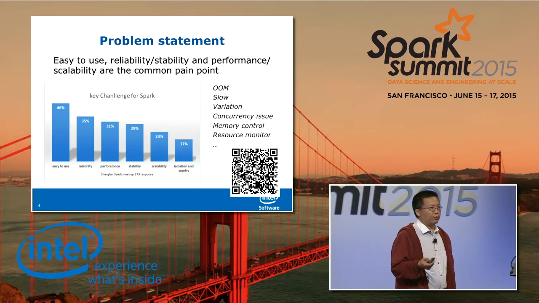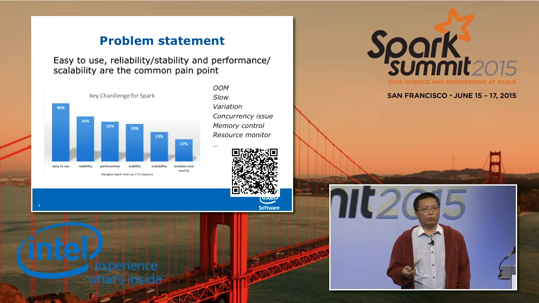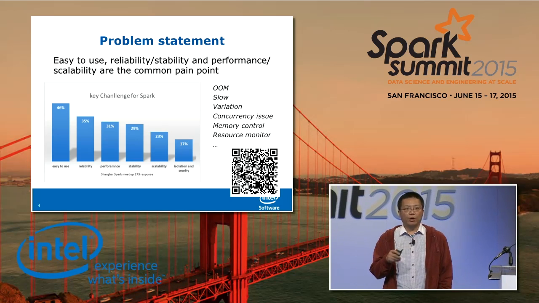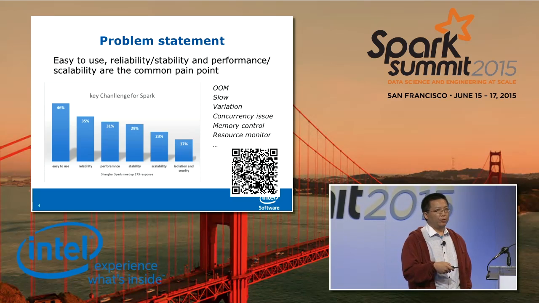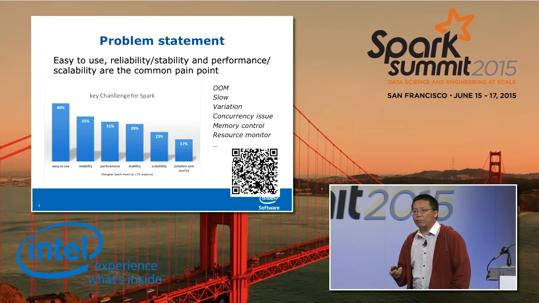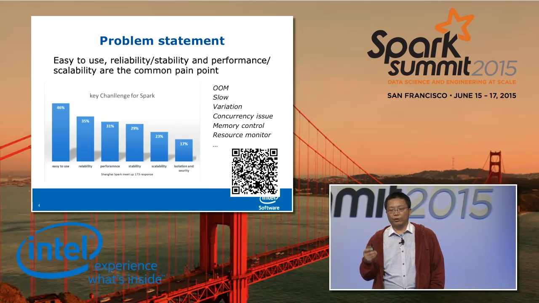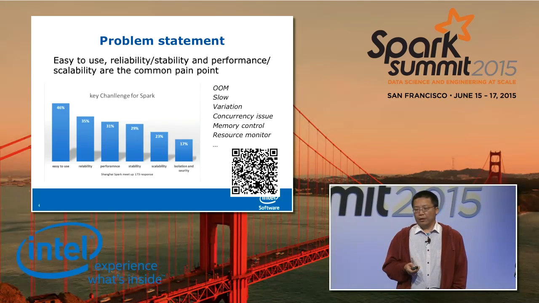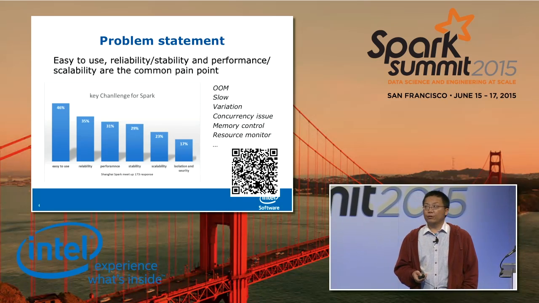That's one keyword we hear from customers: sometimes it's difficult to configure the parameters, to pick the right partition size and decide the right memory size for each executor. So sometimes we run into the out-of-memory issue, and Spark will try again, try several times, and it fails. That's one issue, and also some issues like memory control and resource monitoring.